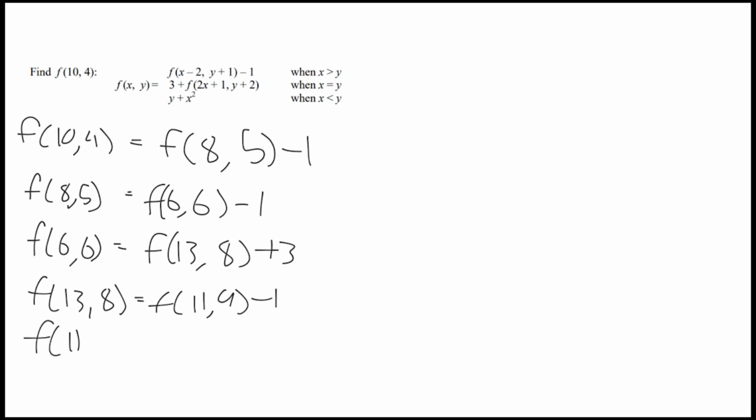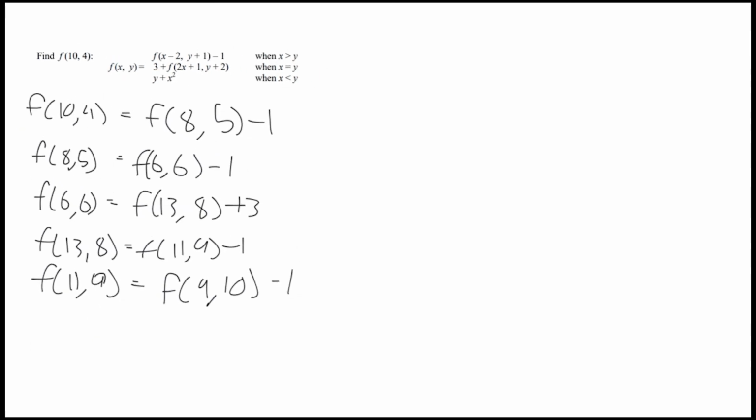F of 11, 9 equals f of 9, 10, minus 1. And here, well, x is less than y in this case when solving for f of 9, 10. So f of 9, 10. We'll use this third condition, which is the base case. And this is y plus x squared. So this will be 10 plus 81, which equals 91.